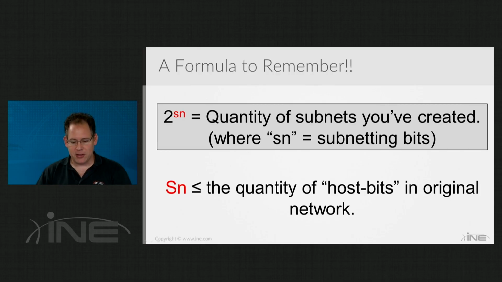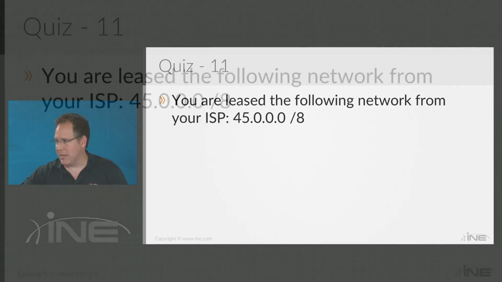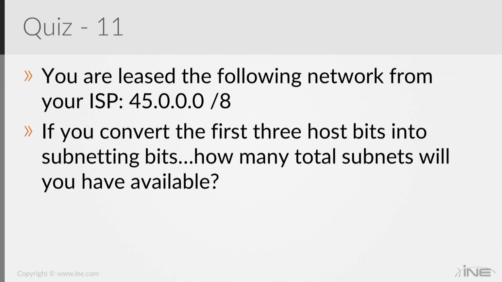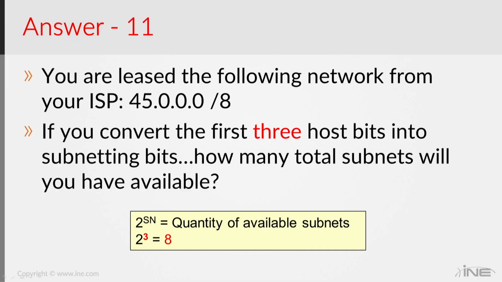So let's do some examples of this. You are leased the following network from your ISP, the 45 network. If you convert the first 3 host bits into subnetting bits, how many total subnets will you have available? Okay, time's up. If we use our formula of 2 to the power of subnetting bits gives us our total quantity of subnets, well, if we steal 3 bits, that's 2 to the power of 3, which gives us the number 8.